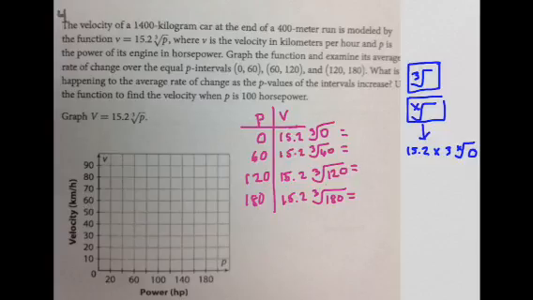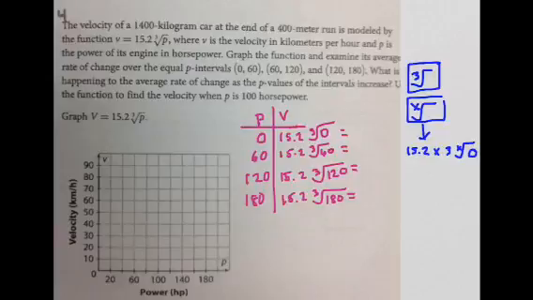Okay, for number 4, I chose these p-values because that's what it's telling you right here. These are intervals, they're not ordered pairs. So it's saying from p is 0 to p is 60, from the p-value 60 to 120, from 120 to 180. So these are intervals right here. The intervals that you see here are the same numbers.